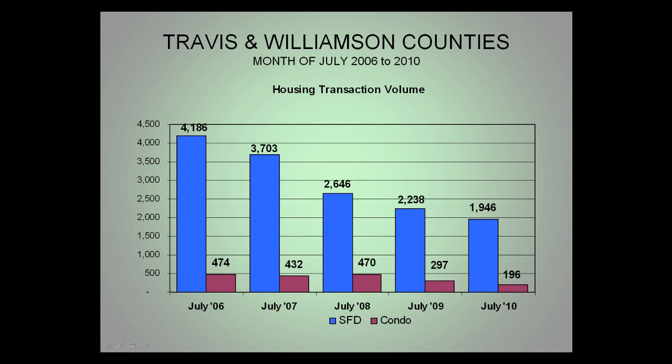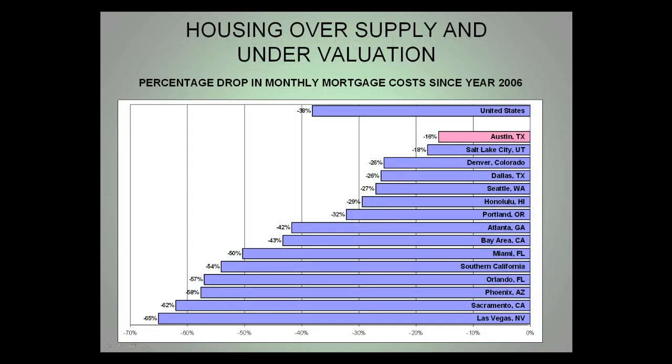If you live in this area, it might seem like it's been a painful couple of years with some value degradation, but in comparison to many markets regionally and nationally, this market's performed quite well. We can see that in this particular graph, housing over and under supply and undervaluation. Now this compares the percentage drop in monthly average mortgage costs since the year 2006.